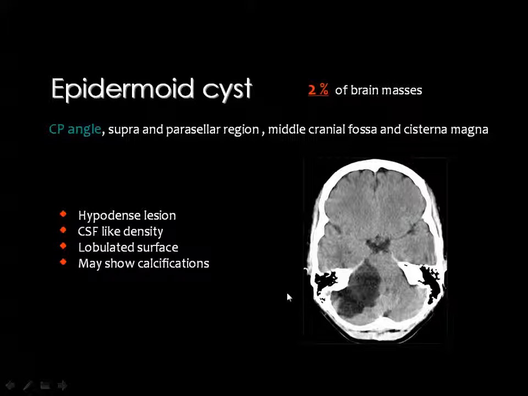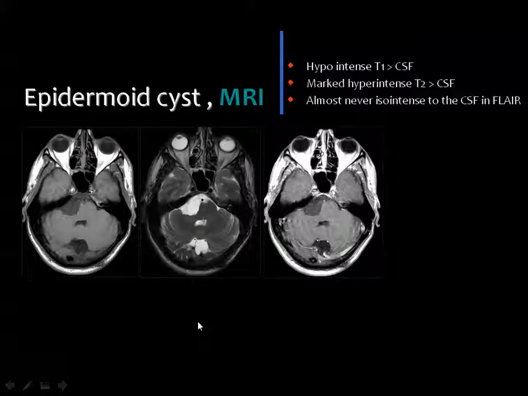This cyst has a characteristic hypodense appearance on the CT, and on MRI it will have a low signal in the T1 and a high signal in the T2. One of the characters of this epidermoid cyst is the lobulated surface. The surface of the arachnoid cyst is smooth, but the surface of the epidermoid cyst is characteristically lobulated, as you can see, and this cyst in particular may show some mural calcification.